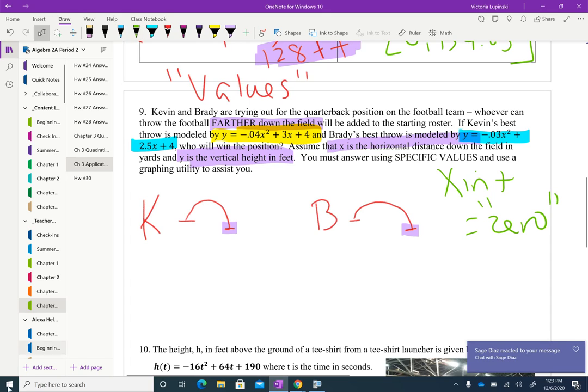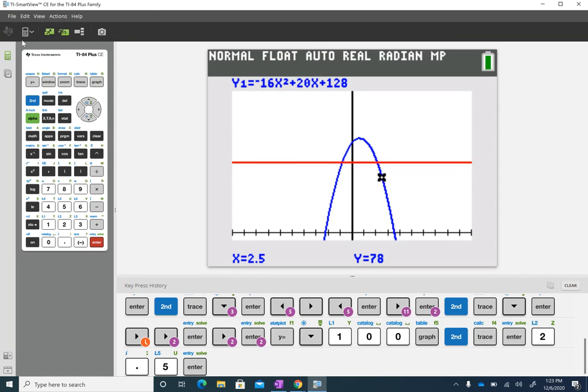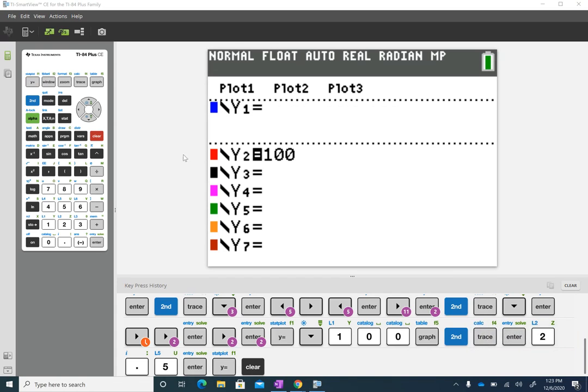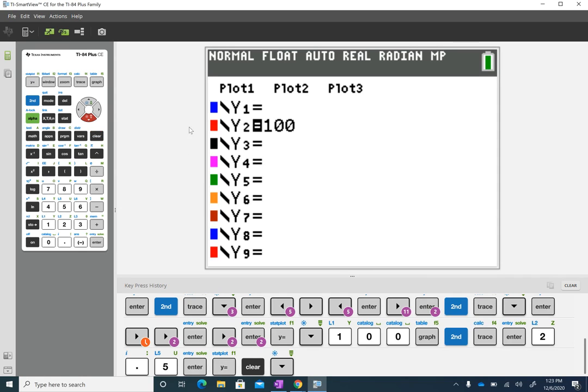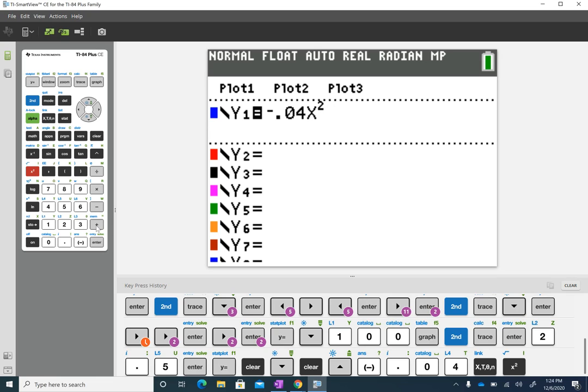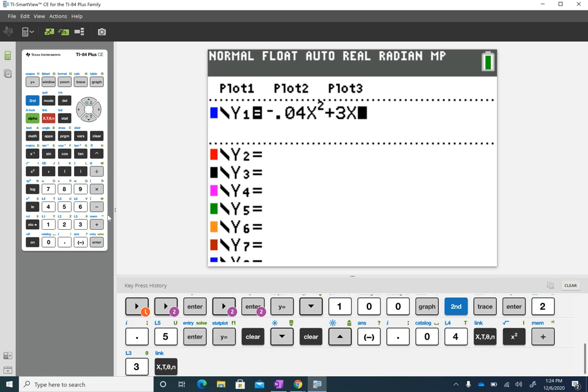So I'm going to go back to my graphing calculator. I'm going to go to the y equals, and I'm going to clear out both of these equations. So I'm going to press clear for y1. I'm also going to press down arrow to y2. Very carefully, make sure, again, you're using the negative, not the subtraction. So negative 0.04, don't lose any decimal places, x squared plus 3x plus 4.